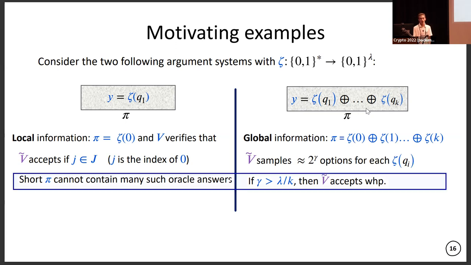So we want to say that there are either queries that need to be in the proof, and because they have entropy, they make the proof large, or ones that we can get rid of. These are the ones in J and not in J, respectively.